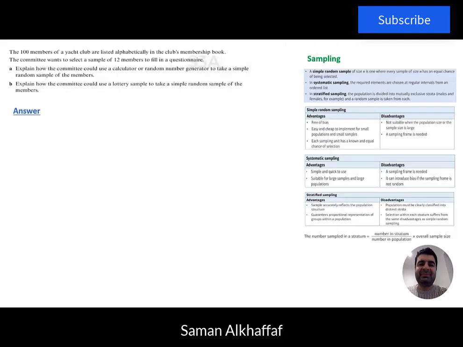In this example, the 100 members of an art club are listed alphabetically in the club's membership book. The committee wants to select a sample of 12 members to fill in a questionnaire. Part A, explain how the committee could use a calculator or random number generator to take a simple random sample of the members.